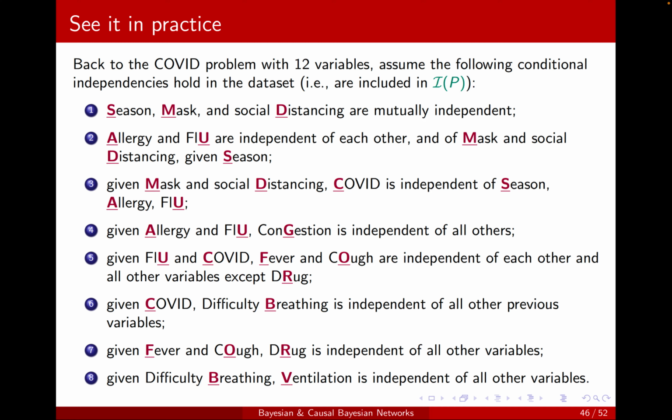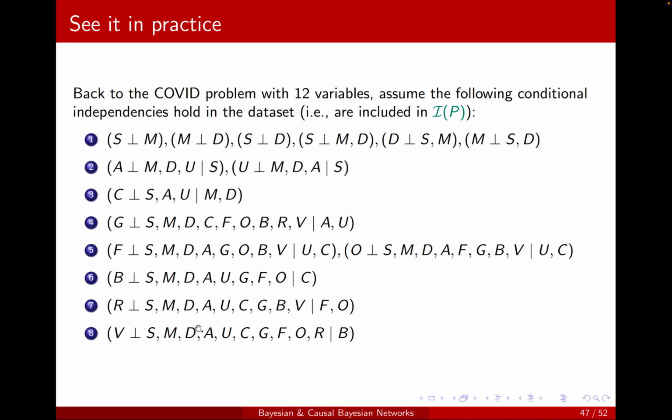Now, see it in practice. Welcome to the real world. We have this COVID problem with 12 variables, and imagine you have run some tests and you're given all these conditional independencies: mask and season, sorry, and distancing, social distancing are mutually independent. Allergy and flu are independent of each other and of mask and social distancing, given season, and so on. If you try to write them down mathematically, you will end up with these. And this is just 12 variables. Now imagine you have hundreds or thousands of variables.